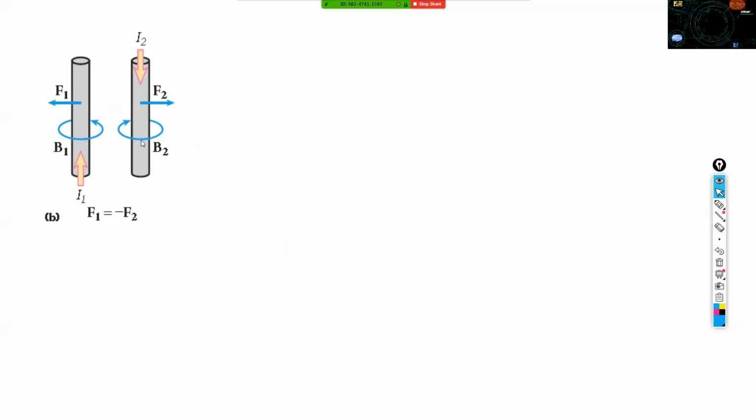Flip them. Your right hand curl rule, you get the magnetic field being the opposite direction, you're actually going to get these wires to move apart or bow away from each other.